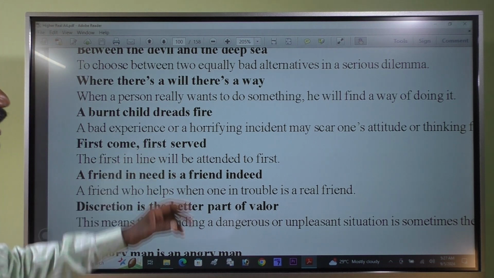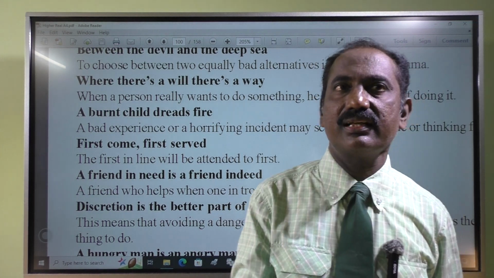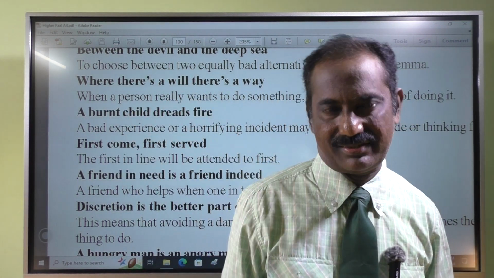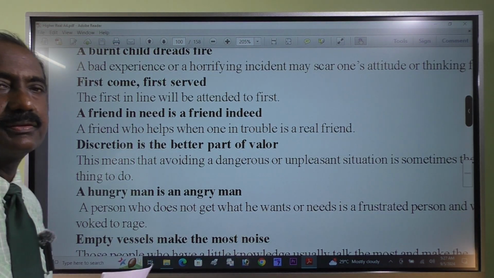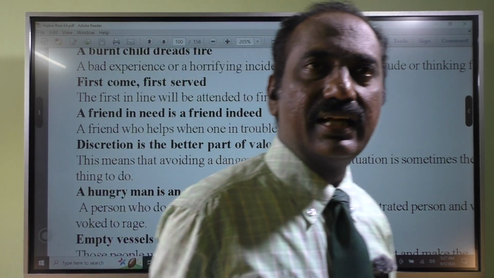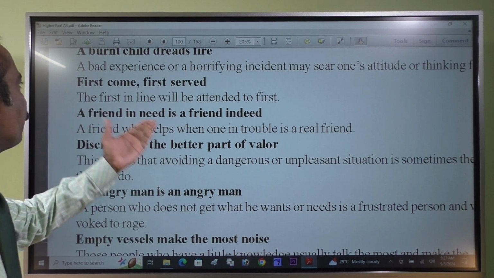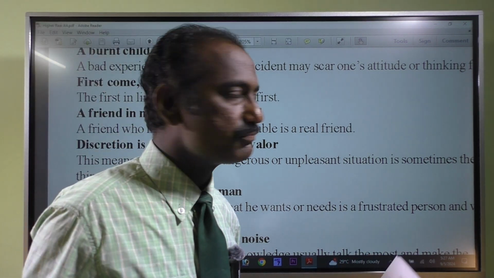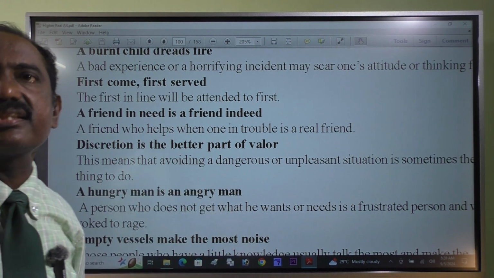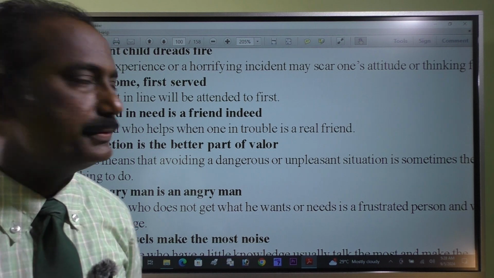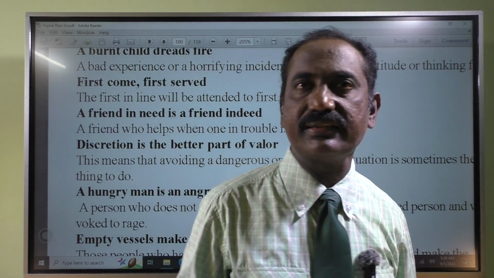And second thing, a burnt child dreads fire. That means a shock or a lesson gives us a lot of experience. And first come, first served. That means being alert and being punctual helps us a lot. That is the meaning. Here you can see the first in line will be attended to first. And the second thing, a friend in need is a friend indeed. Indeed means really, practically. A friend in need, a person who supports us in our difficult time is a real friend.